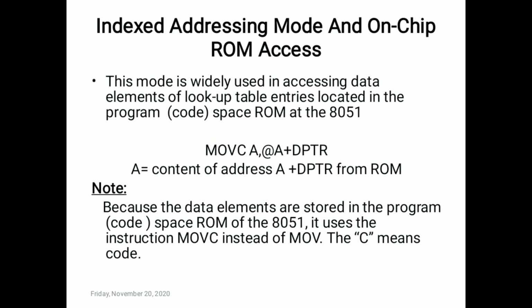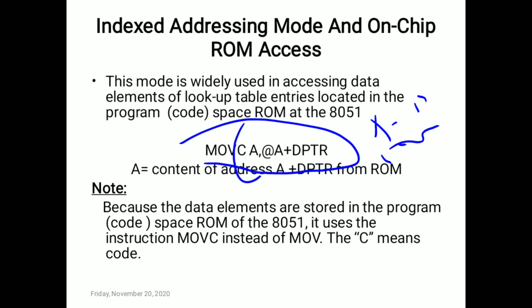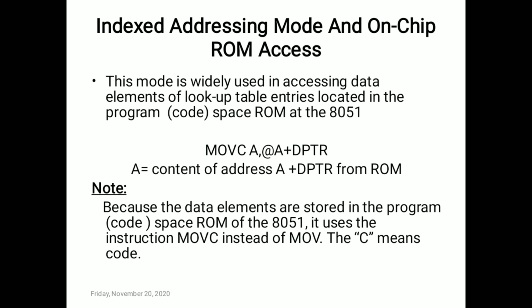So using this instruction, we write MOVC A, @A+DPTR. So whatever data is stored at the location accumulator plus DPTR. Suppose the accumulator has 10 and DPTR has 1000. So it will be 1010. At location 1010 of the ROM memory, the data will be read and stored in the accumulator. So this is how we use different types of addressing modes.